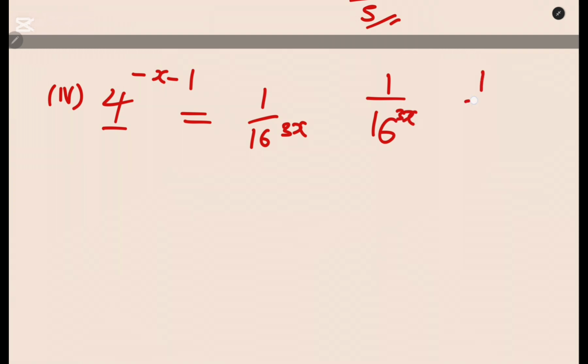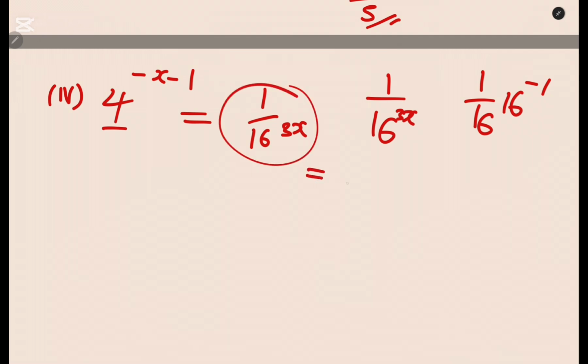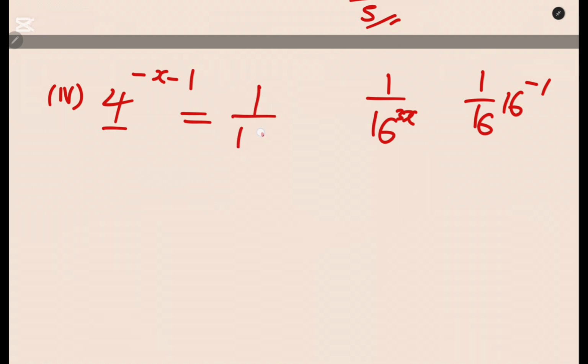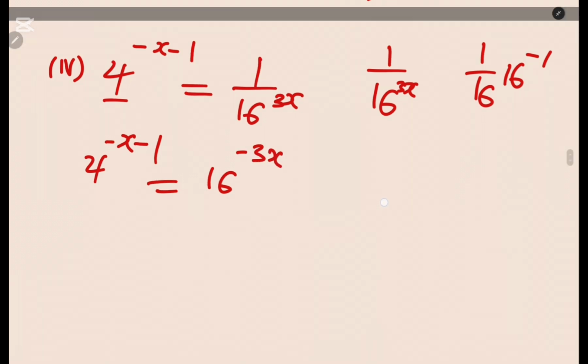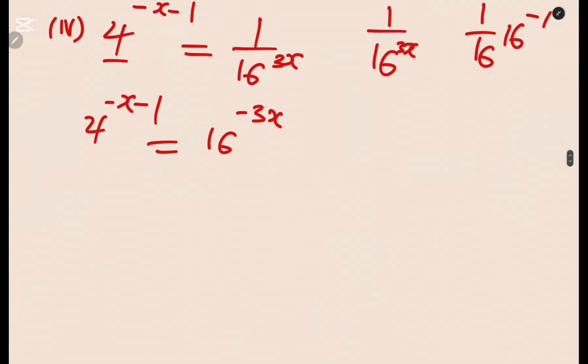Now you know that 1 over 16 can also be written as 16 to the power negative 1. So in other words, this whole thing can be 16 to the power negative 3x. You remember this? So now 4 to the power negative x minus 1 is equal to 16 to the power negative 3x. We express this with a common base. So 4 is common here, so 16 can be expressed to the base 4.